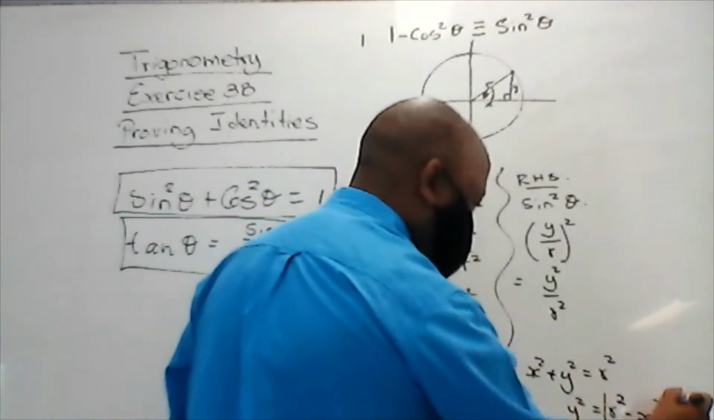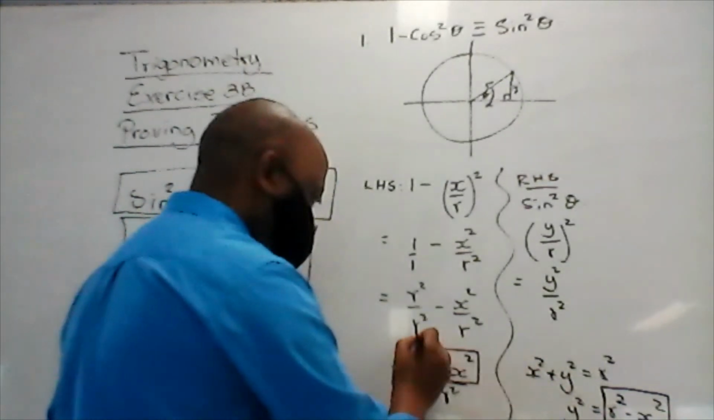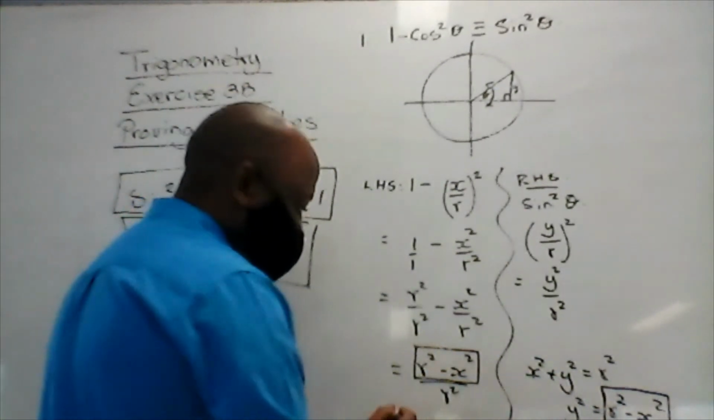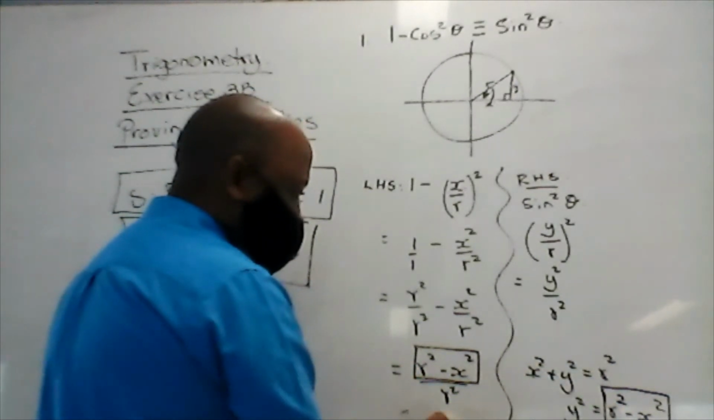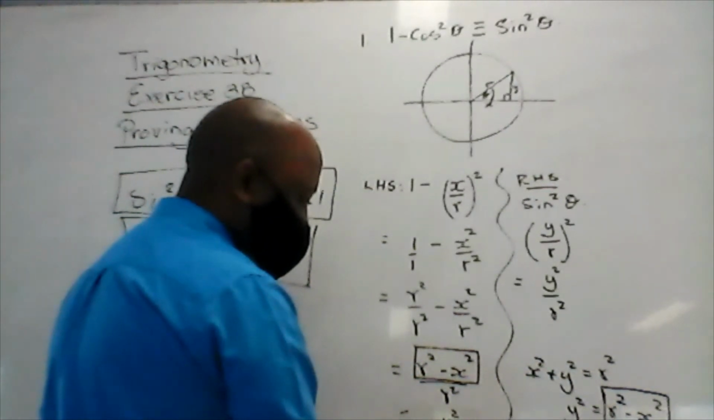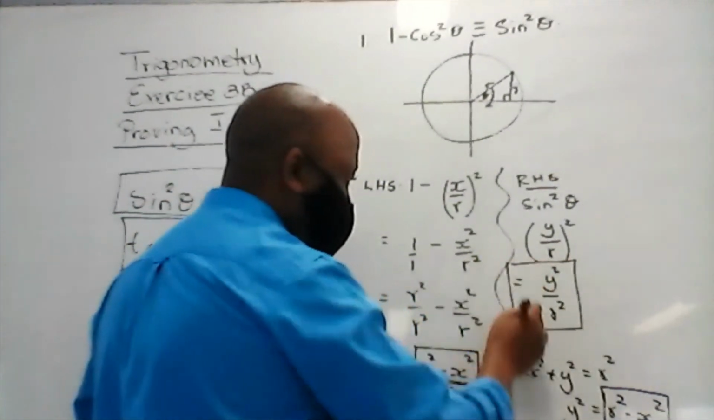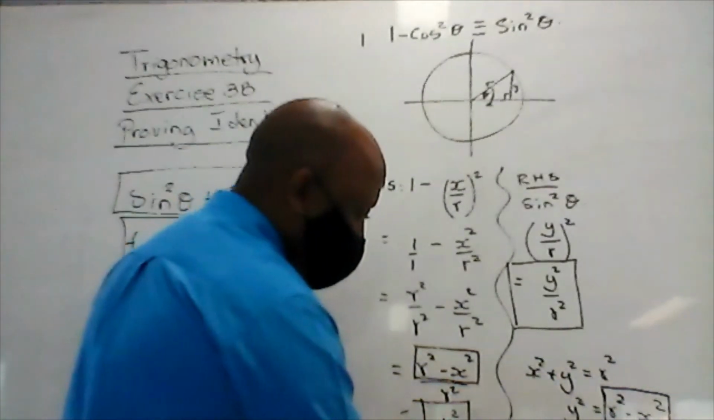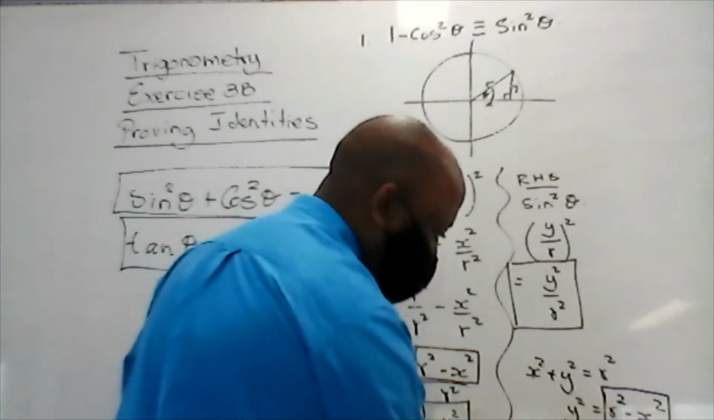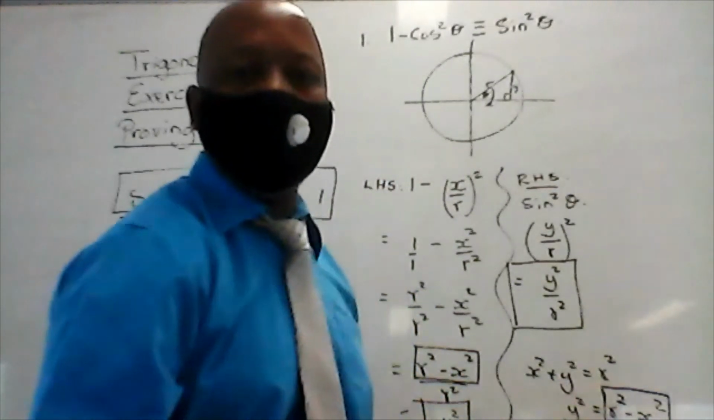This r squared minus x squared is the same as that, which means on the left hand side you can substitute your r squared minus x squared with y squared, divided by r squared. On this side you've got y squared divided by r squared. Therefore, the left hand side is equivalent to your right hand side.